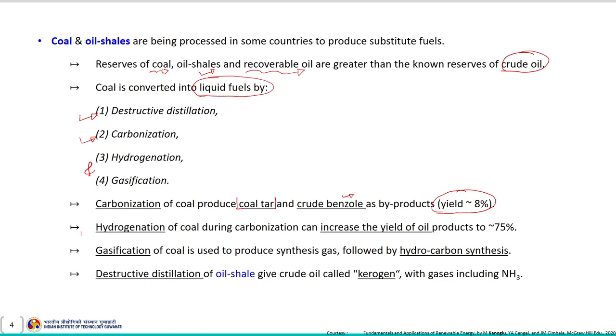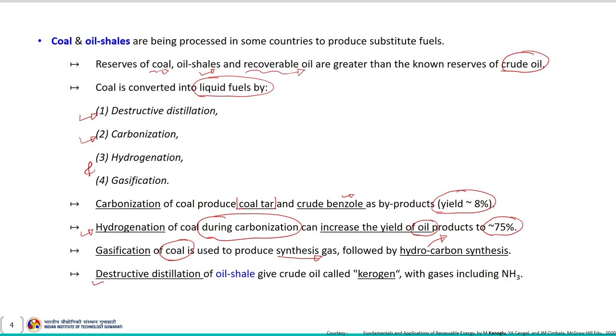And hydrogenation of coal during carbonization eventually results in increase in the yield of oil, and it goes up to even 75%. And the gasification of coal, which is a very popular method to produce synthesis gas, and this produced synthesis gas can further be converted into a hydrocarbon fuel using the gas to liquid process.